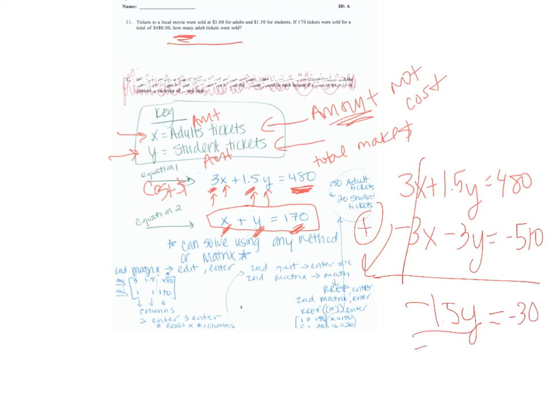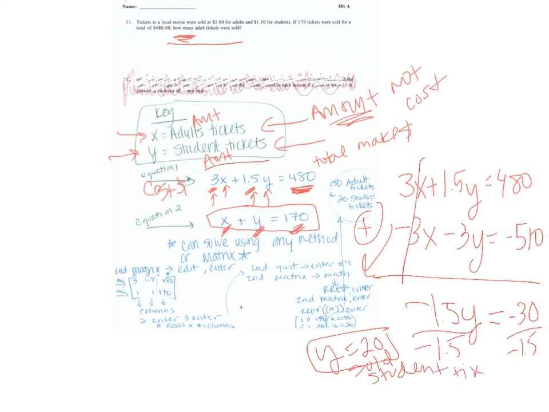We divide by negative 1.5. So then we get y is 20. So y is student tickets, so we sold 20 student tickets. When we go back to plug that into either equation, I'm going to go to the bottom one. I'll have x plus 20 is 170. So x is 150. And that's what they're looking for, adult tickets sold.